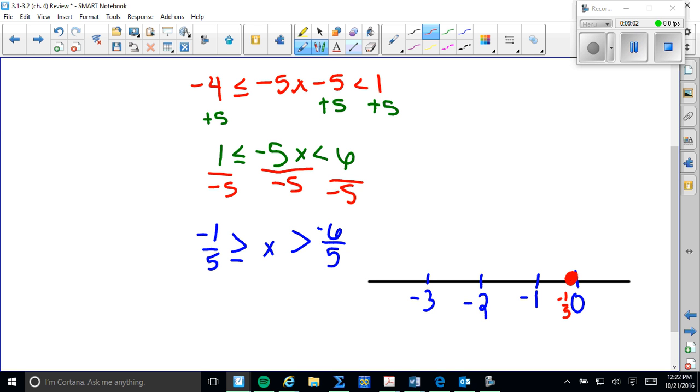Okay, and x is smaller than that, so our arrow is going towards the smaller numbers. -6/5 is a little bit bigger than -1, and it is an open circle. And x is bigger than that, so we want all the bigger numbers. So this solution would be any number between -6/5 and -1/5. Hopefully you have the same answer.